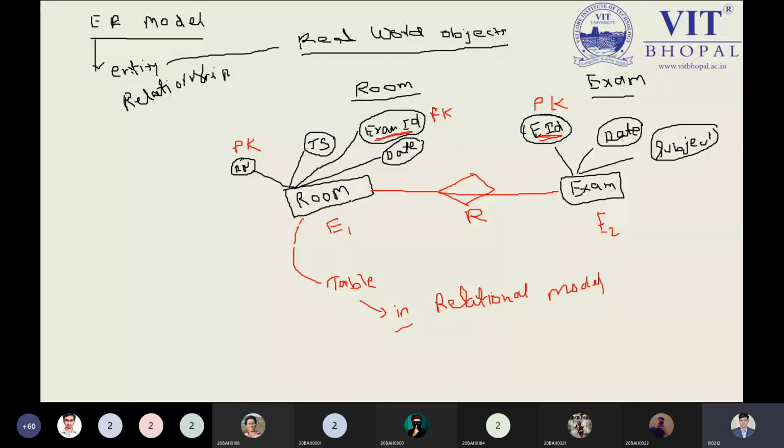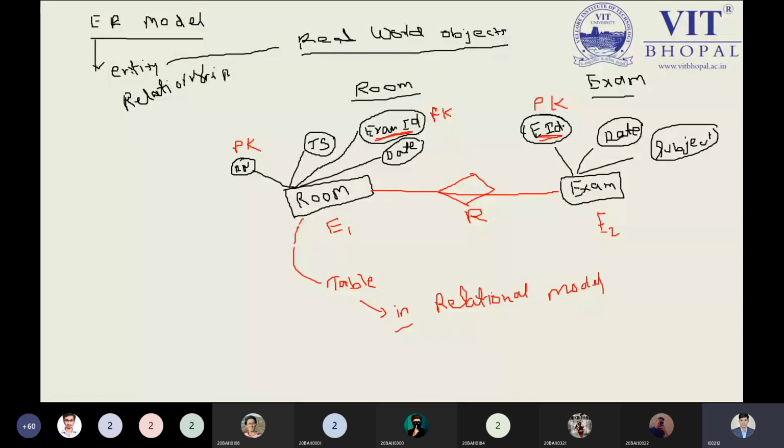E1 is our entity, so room is our entity. I am giving the room number. In my university we have various room numbers: A block, B block, and on each and every floor, each belongs to a unique room number. And we have some other details here. At the time of the examination, I have given the exam ID, so the exam is identified by the exam ID, which I'm writing as EID.